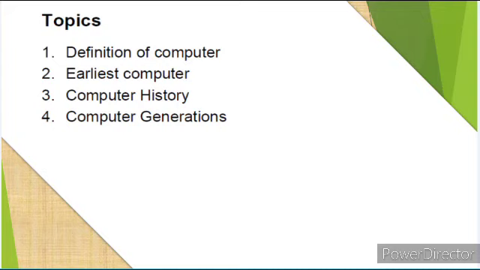The topics for the achievement of knowledge of the evolution of computers are as follows. Number 1, definition of computer. Number 2, earliest computers. Number 3, computer history. Number 4, computer generations.